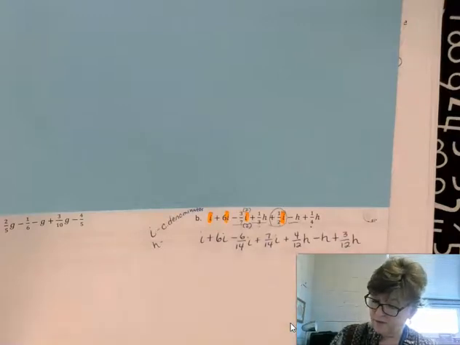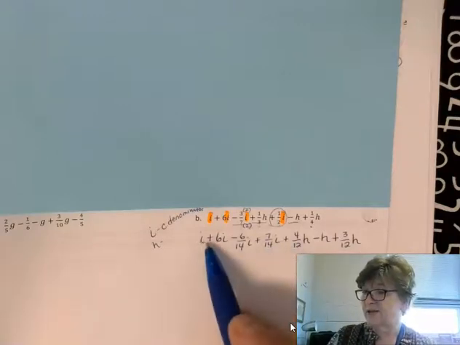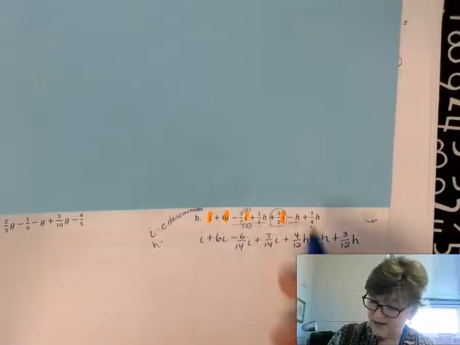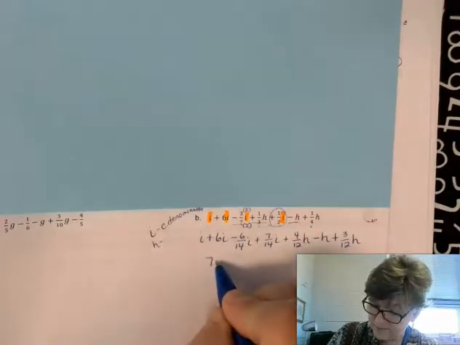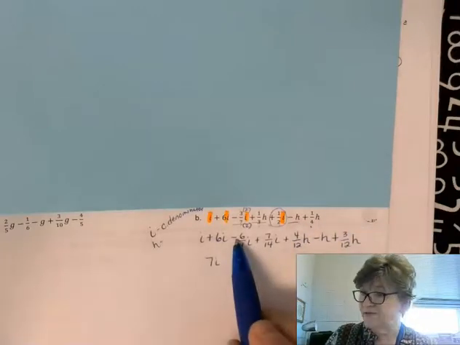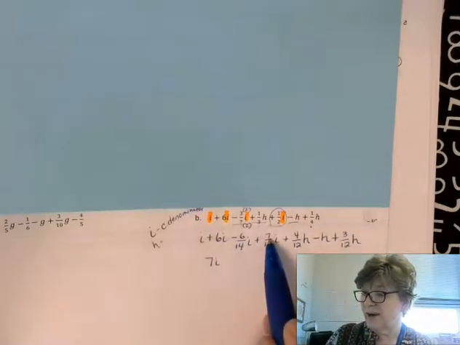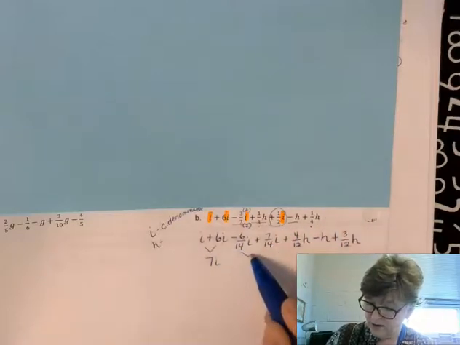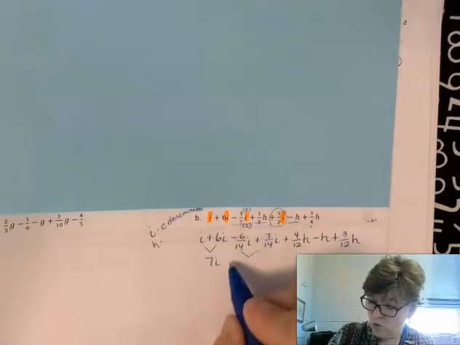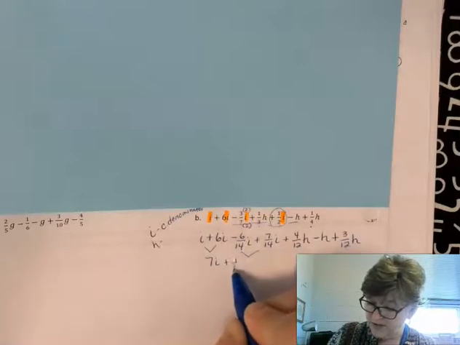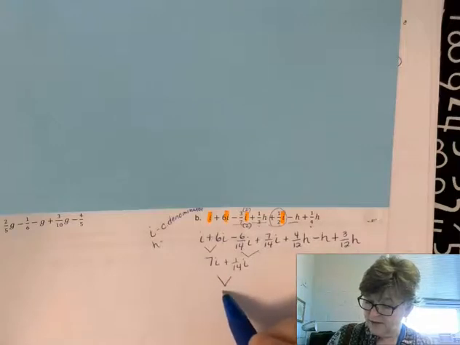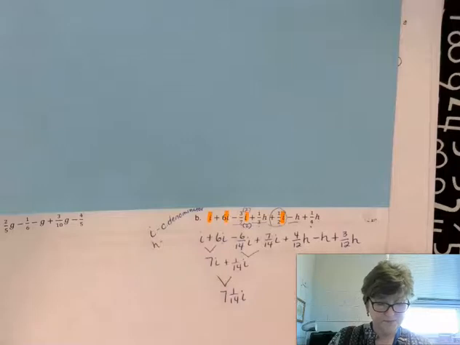From there, my first step is to take care of these like terms. So I plus 6I is 7I. I have a negative 6/14 and a positive 7/14, which equals 1/14 I. And if we combine those, that's 7 and 1/14 I.